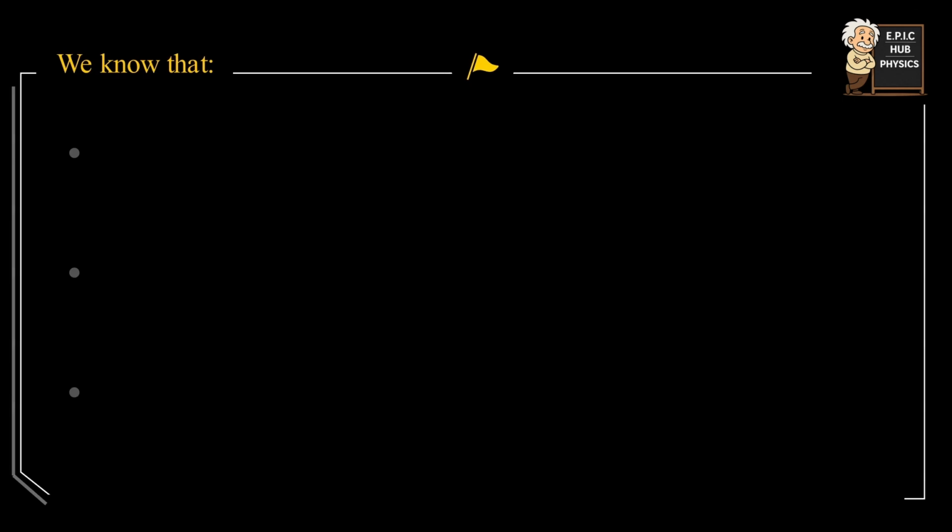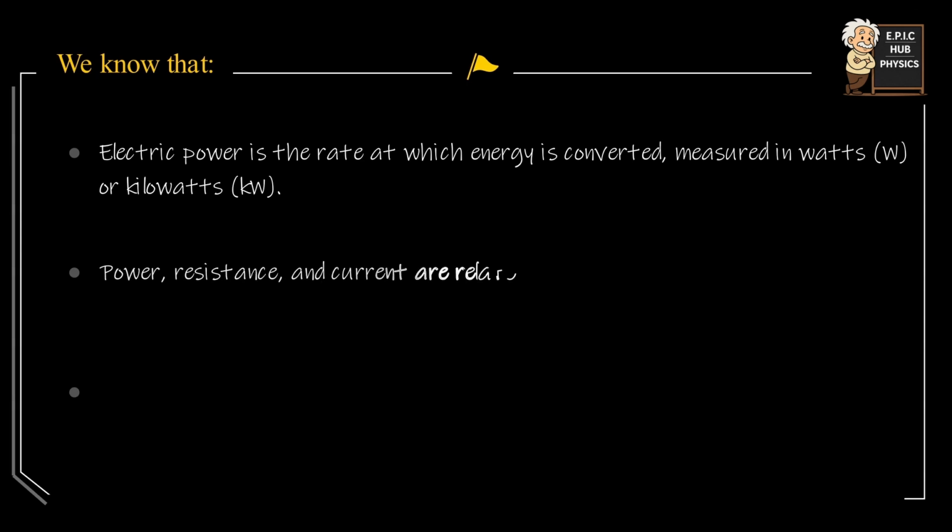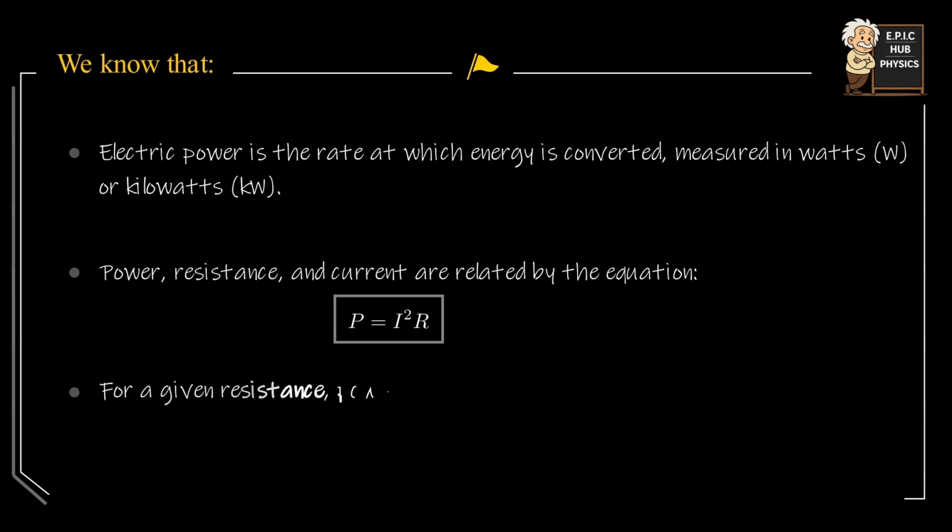So, what do we already know? We know that electric power is the rate at which energy is converted or transferred. It is measured in watts and sometimes expressed in kilowatts for larger values. We also know that power, resistance, and current are related through one of the standard electrical power equations. In particular, power can be written as current squared multiplied by resistance. This relationship tells us that for a given resistance, the power consumed increases with the square of the current.